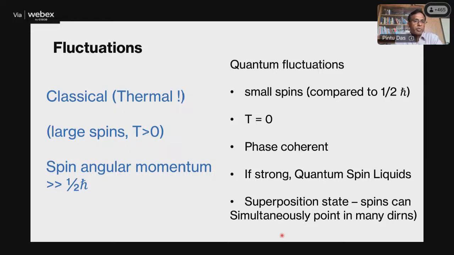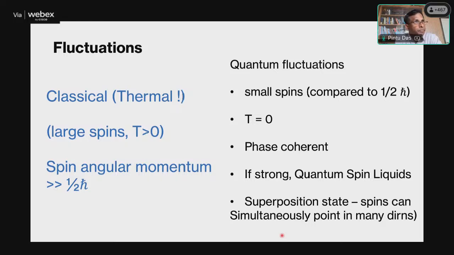Typically, if you have systems with very large spins, so spins we quantify as the spin angular momentum, right? Integer multiple or half integer multiple of h cross. So you can define the spin angular momentum like this. If the spin is very large, for example rare earth, I'll come to this again in a few minutes, if the spins are large, then these fluctuations are observed at a higher temperature.